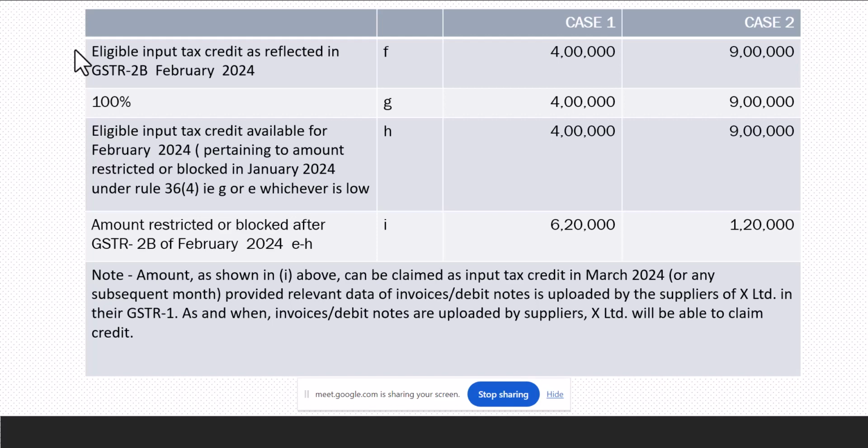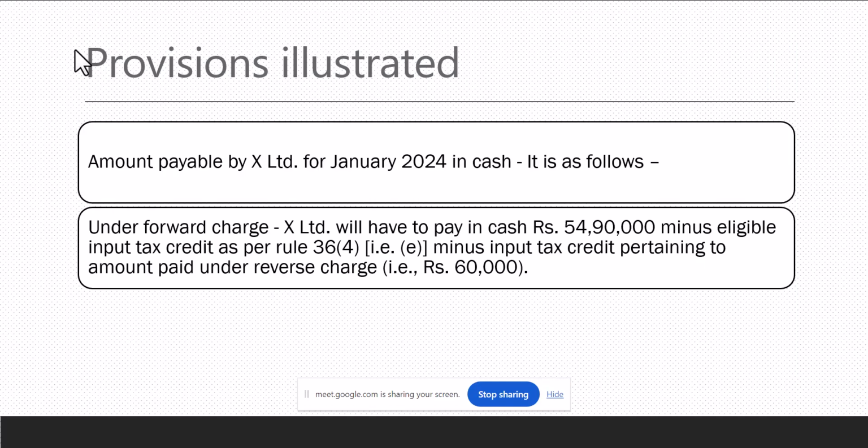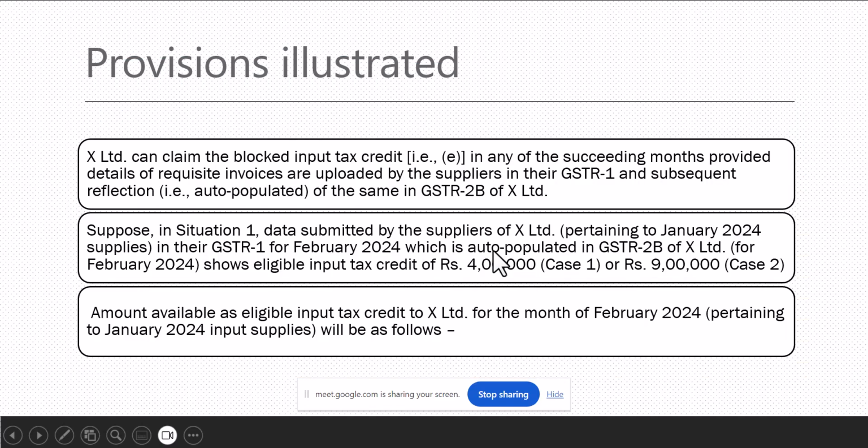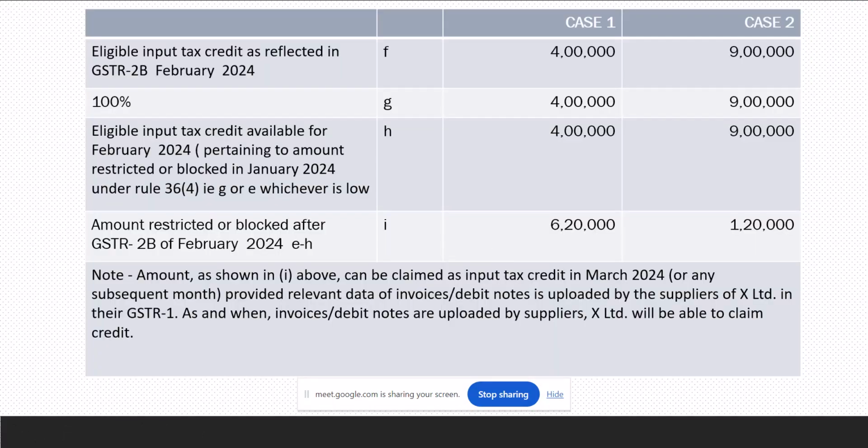जो 10 लाख 20,000 में से 4 लाख और आ गए तो 6 लाख 20,000 जो ये वाली फिगर थी आपकी. Look at this figure, 10 lakh 20,000. We are just examining this, okay? 36 लाख आ गया था. अब 4 लाख और आ गया तो ये 40 हो जाएगा. 40 minus 46 तो यानी 6 लाख 20,000 रुपए रह जाएगा, जो एलिजिबल है, which is not eligible, 6 lakh 20,000. Or if suppose it was 9 lakhs, then the ineligible would have been 1 lakh 20,000. Okay, so this is the amount restricted or blocked after GSTR 2B for February.